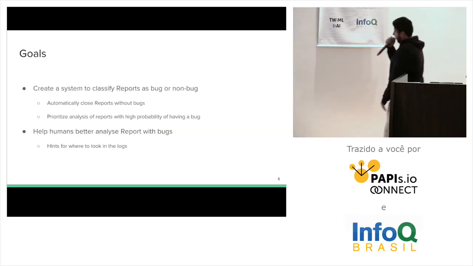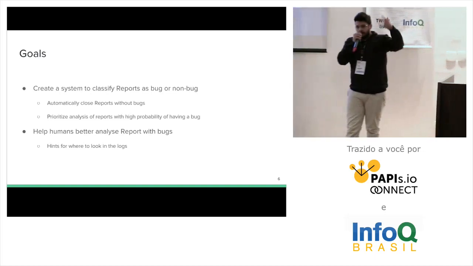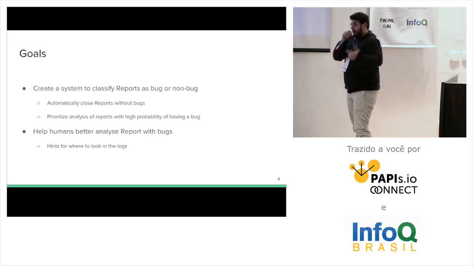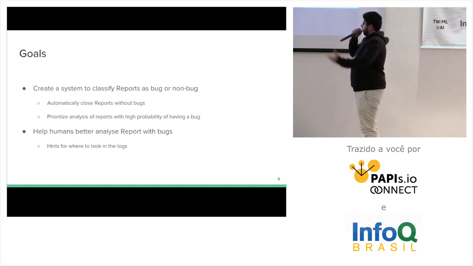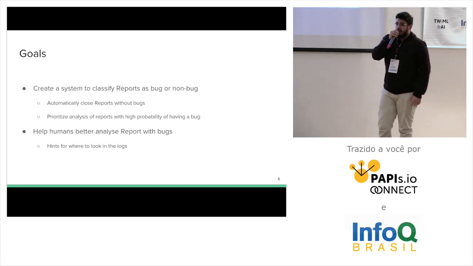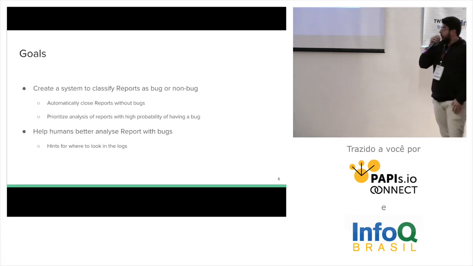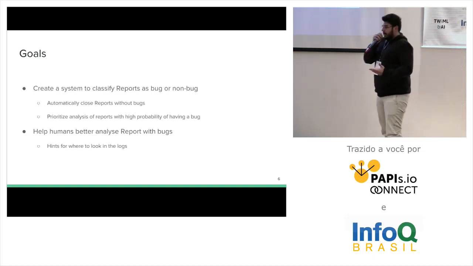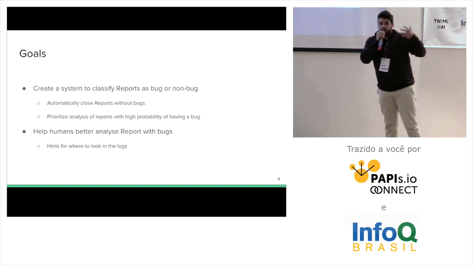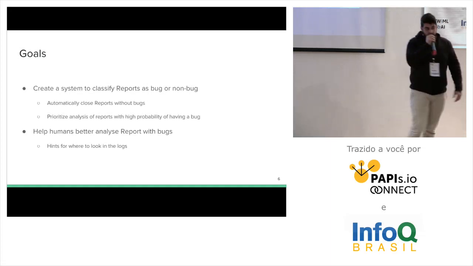With these problems, we set up two goals. The first goal was to create a system to automatically read a log and identify if it has a bug or not. We can use this system to automatically close reports that don't have bugs, and we can prioritize reports that have a high probability of having a bug. Our second goal is to improve the time that a triage team takes to analyze a report. For instance, we want to give hints for where to look in the logs so they can accelerate this process.